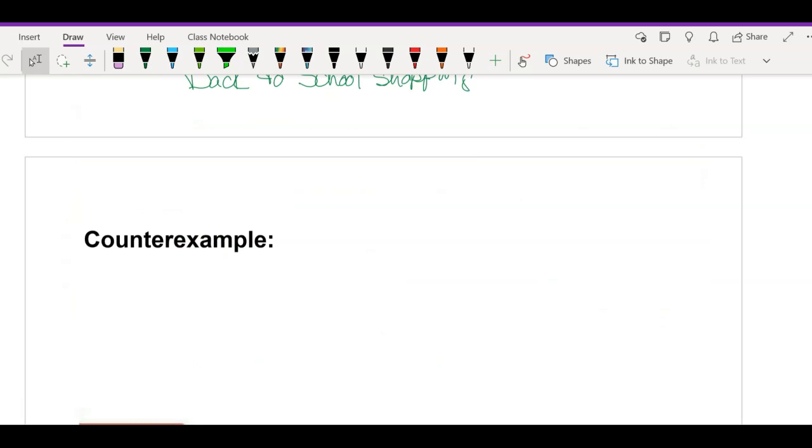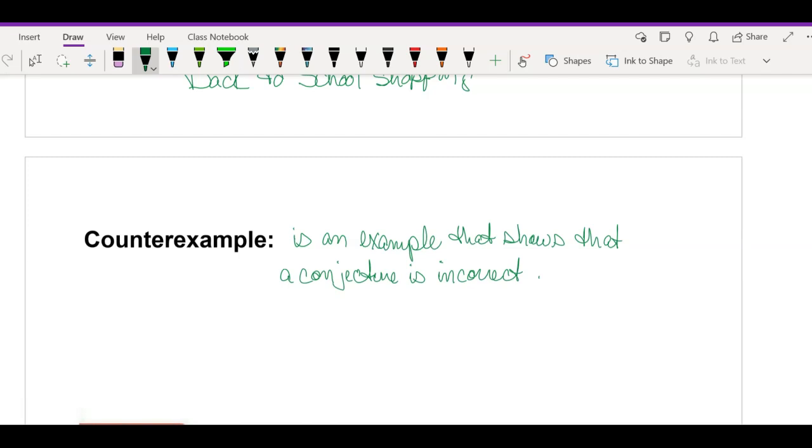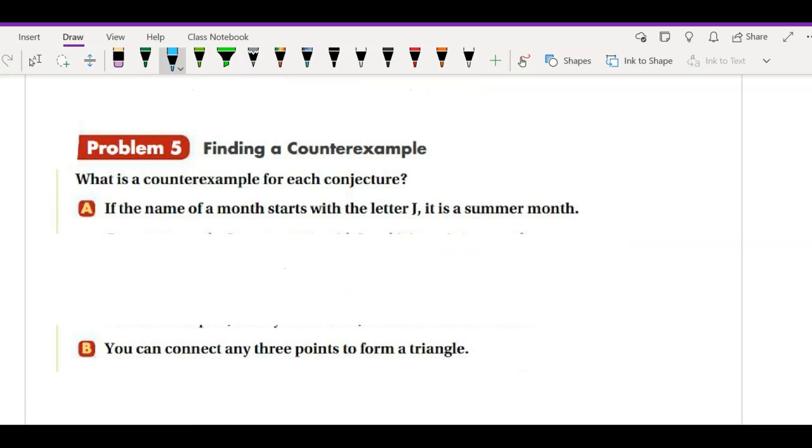Now, as hard as we may try, all of our conjectures are not going to be correct. A counterexample is an example that shows that a conjecture is incorrect. It's really important to remember that it only takes one counterexample to show that a conjecture is incorrect. It can't be, well, it works most of the time. It's either a true conjecture or it's not. There's no in between. So now we're going to find counterexamples for the following examples.